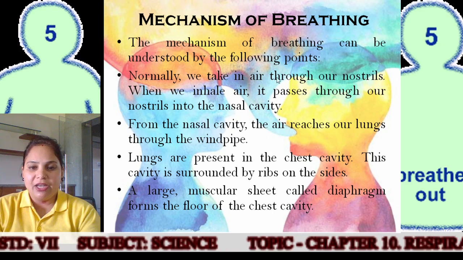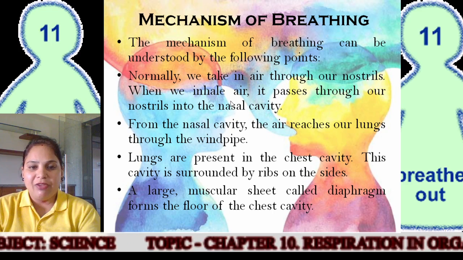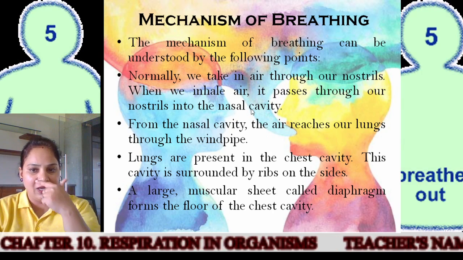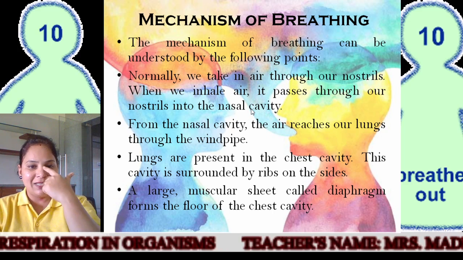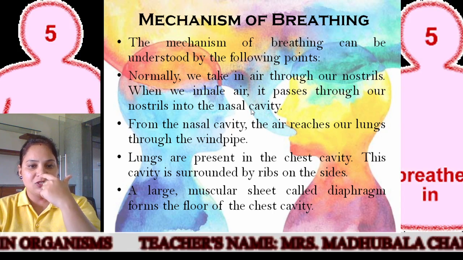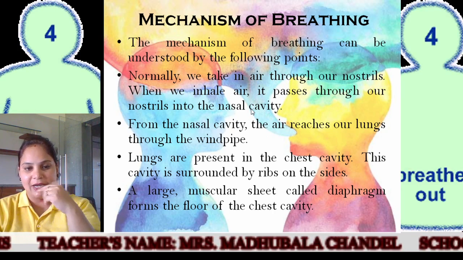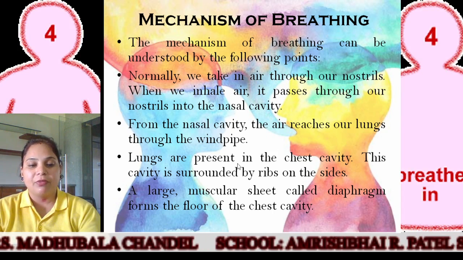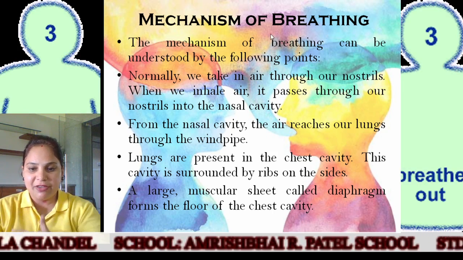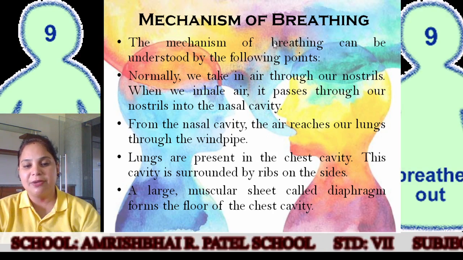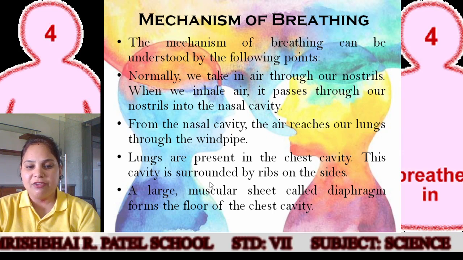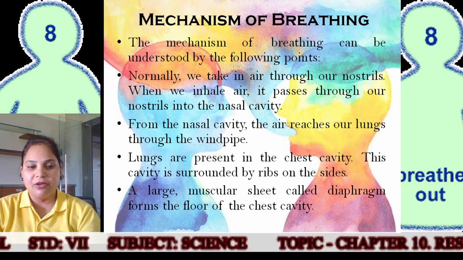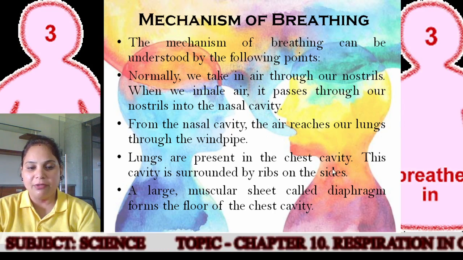Normally we take in air through our nostrils. When we inhale, air passes through our nostrils into the nasal cavity, which is inside. From the nasal cavity, the air reaches our lungs through the windpipe. The lungs are present in the chest cavity. Here we have the chest cavity, and it is surrounded by the ribs on the side, the rib cage, so as to prevent the lungs from any kind of damage.